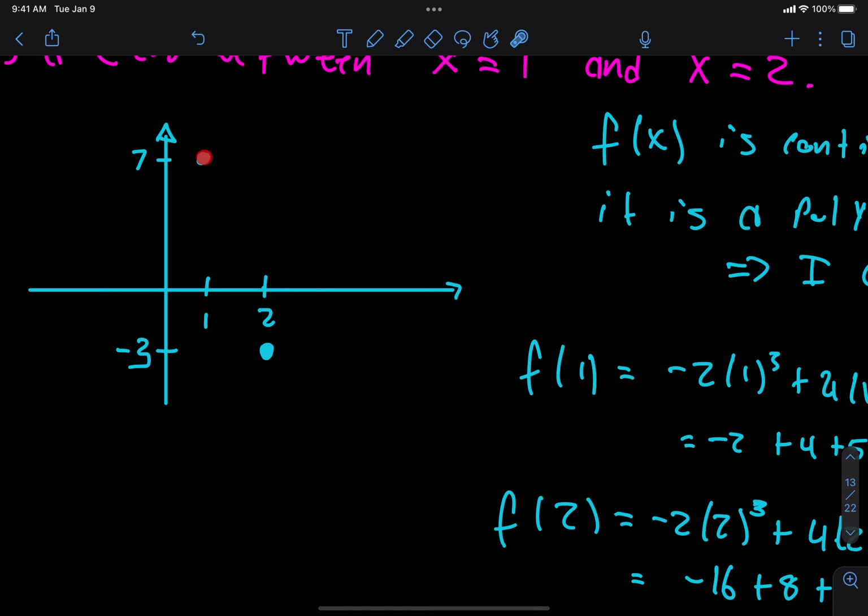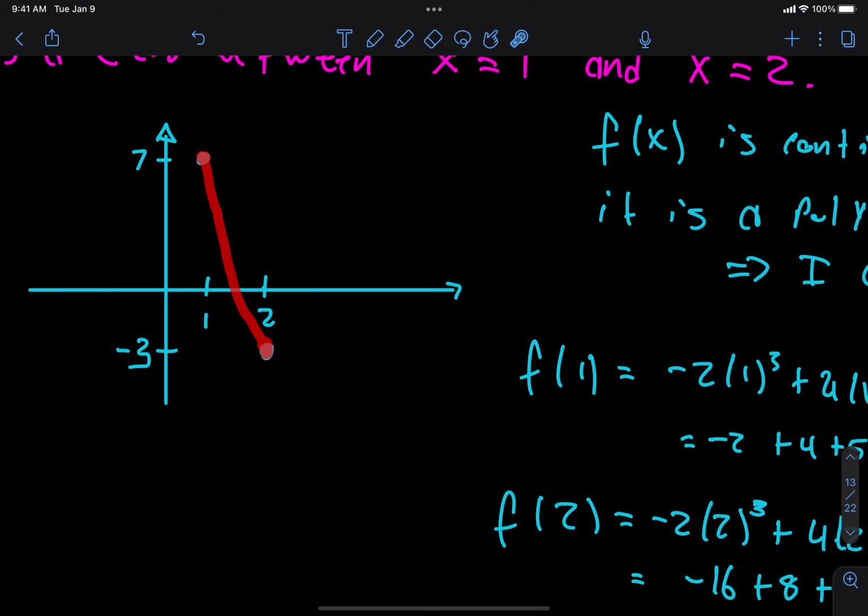What I need to do is, f of x is a continuous function, right? So if I was going to draw the graph of this function, I would need to connect these 2 points by a smooth curve. If I connect these 2 points by a smooth curve, it must pass through the x-axis.